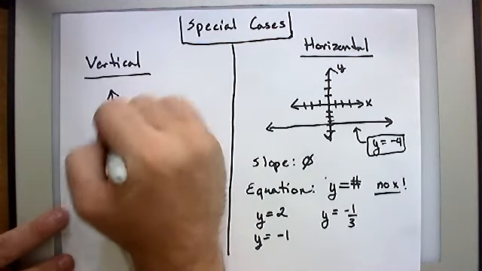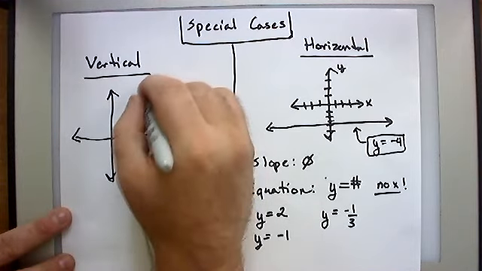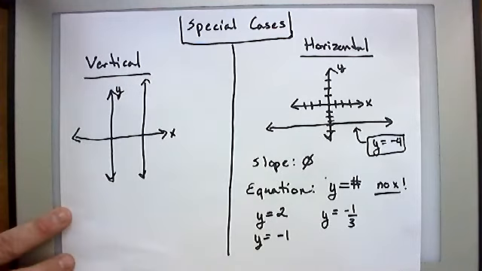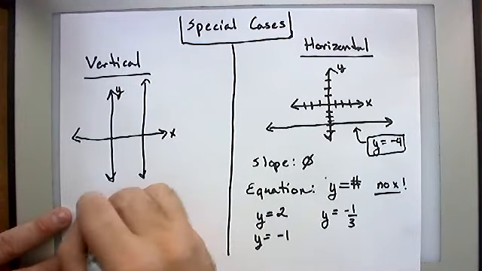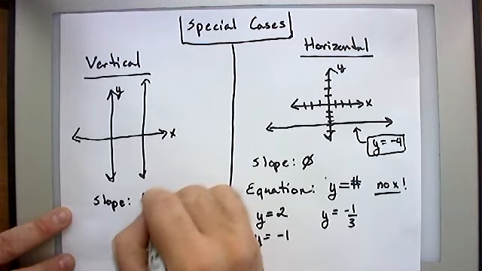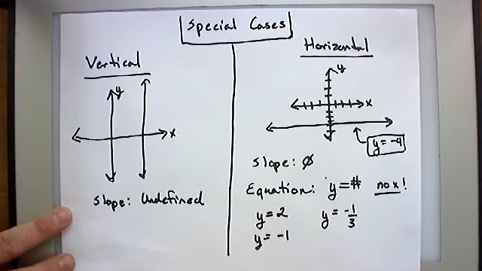Vertical lines, just so we have a visual idea of what they look like. Something like this, right? Up and down. Okay. They have the slope that is called undefined. Do not say does not exist. That's not correct. I don't want to teach you bad habits. It does have a slope, it's just undefined. We say it is undefined. So be clear about that.